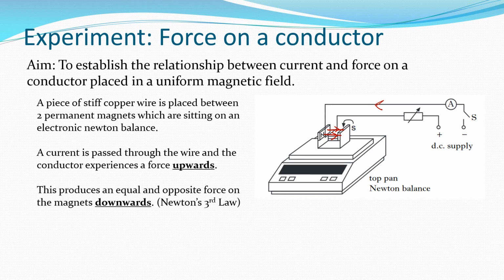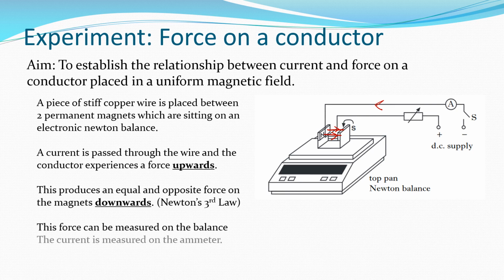Because there is a force acting on the wire moving upwards, there is an equal and opposite force on the magnets downwards. That's due to Newton's third law. Every action force has an equal and opposite reaction force. The downwards force experienced by the magnets can be measured with the Newton balance, and therefore we can measure the force experienced by the conductor within the magnetic field.